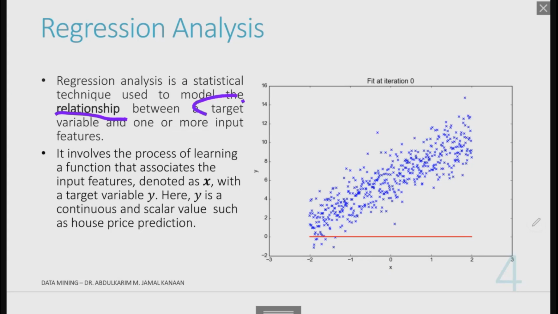Target variable means y. And one or more input features mean x1, x2, the input features, and so on. Okay?